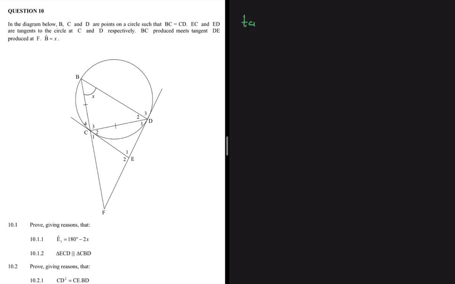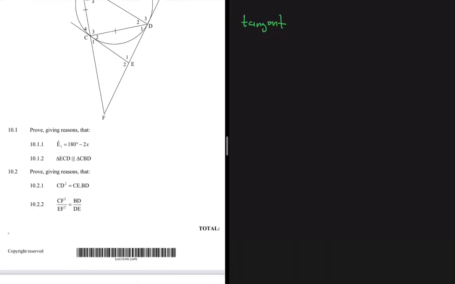So I'm going to write that down. I have tangent, and then it goes on to say that BC produced meets tangent DE produced at F, angle B is equal to x. So it seems like the only keyword we have is tangent, right?